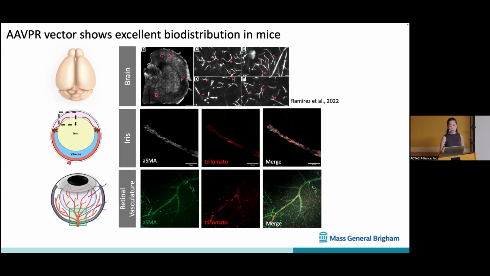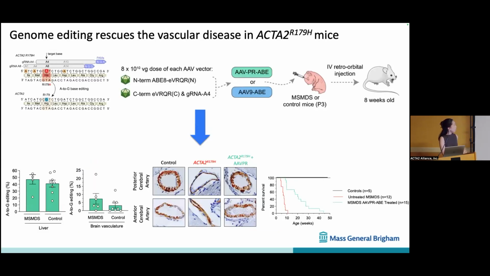So after evaluating the efficacy of our vector, we wanted to package into this vector an ABE, or adenine base editor, enzyme. So into this viral vector that has tropism for smooth muscle cells, we wanted to package an ABE enzyme that can actually target the pathologic mutation in the ACTA2 gene that causes ACTA2 MSMDS and correct it back to its normal functioning sequence. And we packaged this entire construct and we delivered it to our MSMDS mice at postnatal day 3. And then 8 weeks post-injection, we harvested the organs for analysis.